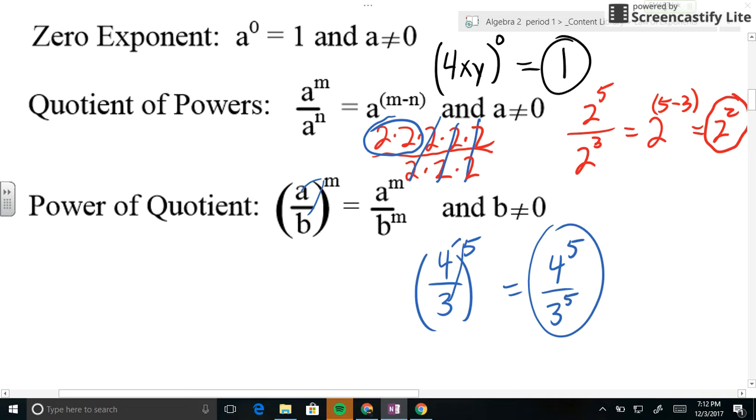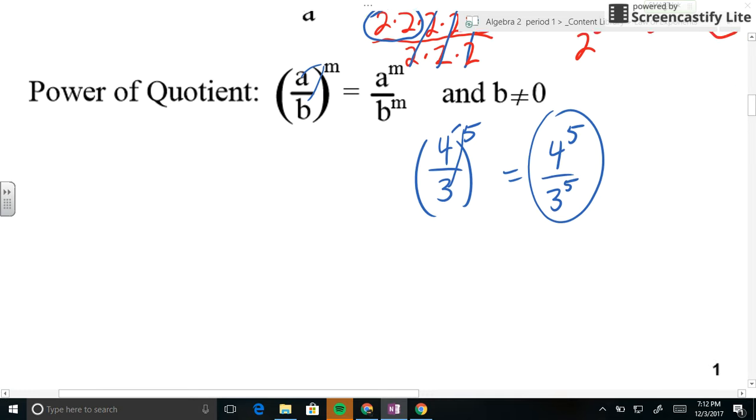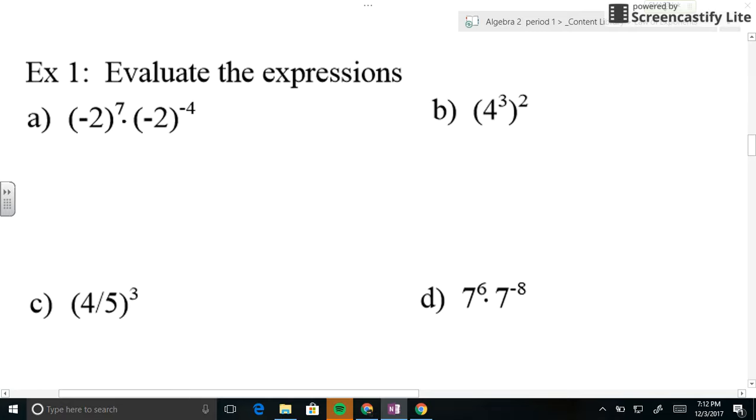Let's try some other problems where we just have to determine what rule we're using. So here, evaluate the expressions. We have negative 2 to the seventh times negative 2 to the negative fourth. We have the same base, negative 2, and we have exponents. So all we have to do is add the exponents. Keep the base the same, so it's a negative 2. Add the exponents, 7 plus negative 4. And that gives us negative 2 to the third power.